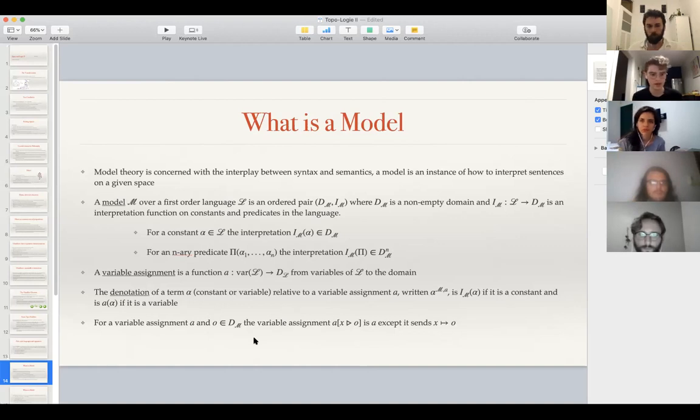It's pretty good. And this denotation, which is also used there, is basically putting the variable assignments and the interpretation together. So if it's a variable, you just put the variable assignment in. It's always relative to variable assignments.